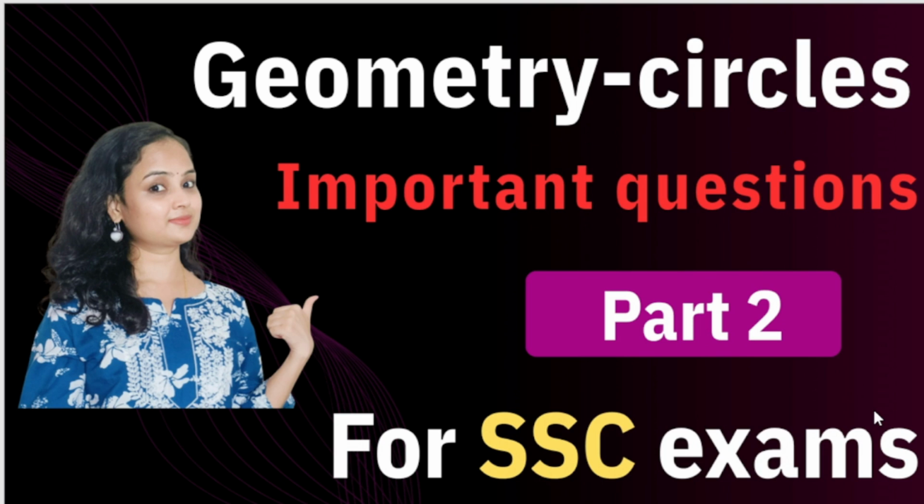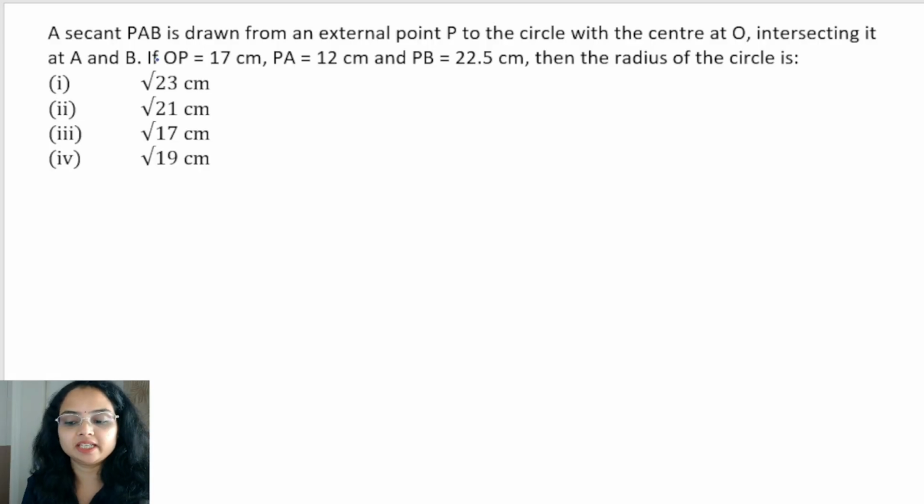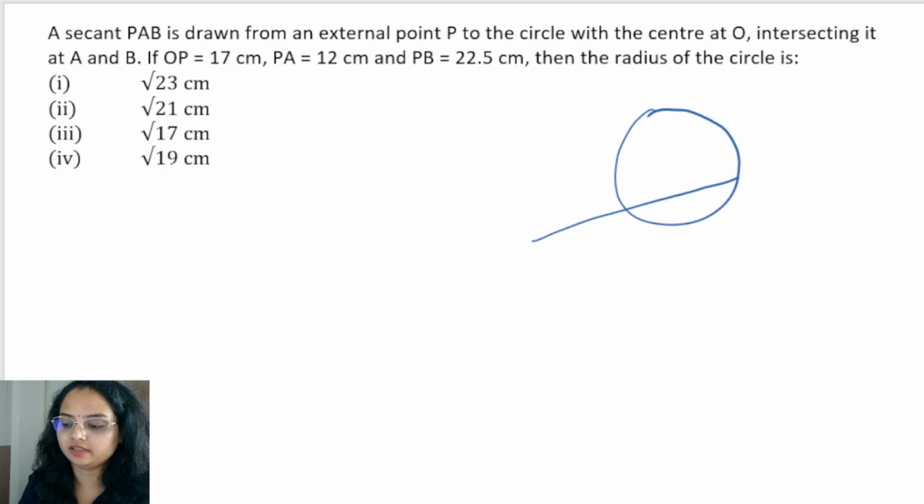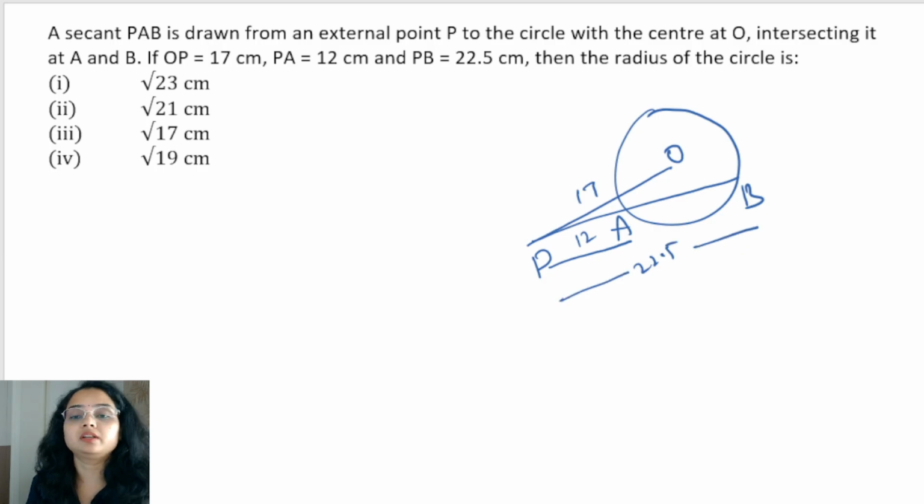Hi, in this video we will discuss a few more important questions from the topic circles. First question is, a secant PAB is drawn from an external point P to the circle. This is the circle, this is the secant, external point P, this PAB is a secant with center O intersecting it at A and B. If OP is equal to 17 centimeters, PA is equal to 12 and PB is equal to 22.5 centimeters, what is the radius of the circle?